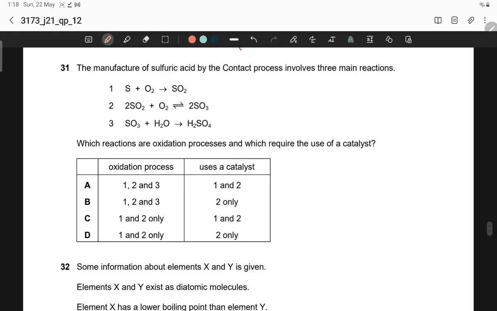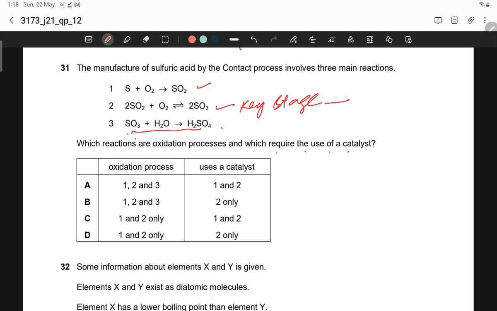The manufacture of sulfuric acid by the contact process involves three main reactions. Sulfur dioxide, first stage, this is the key stage. Sulfur trioxide, this is not the suitable method. Which reactions are oxidation processes and which requires the use of a catalyst?